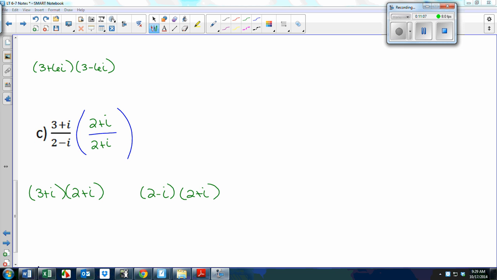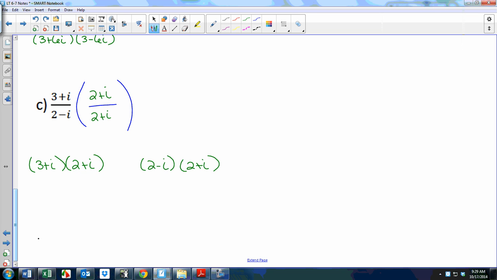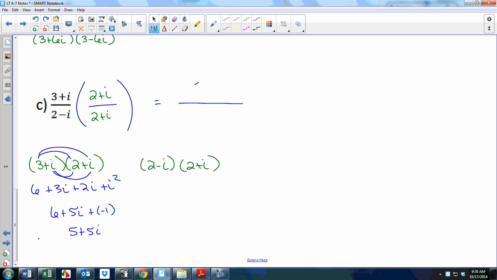All right, gave them a little time to practice it, to work it out. So now my work: 3 times 2, 6. 3 times i, plus 3i. i times 2, plus 2i. And i times i, plus i squared. So we get 6 plus 5i. Then i squared becomes -1. So we end up with 5 plus 5i for the top. Top of this fraction, 5 plus 5i.